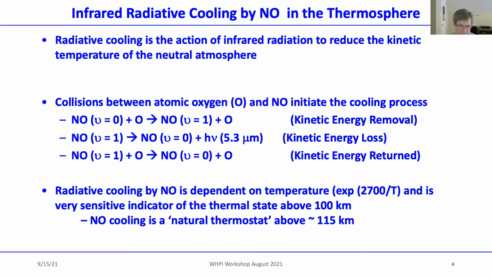And as I said earlier, the radiative cooling of nitric oxide is very dependent on temperature. It goes as e to the 2700 over T. And so it's very, very sensitive in terms of its being an indicator of the thermal state above 100 kilometers. And we've learned over time here, it's really a natural thermostat above 115 kilometers. As the thermosphere warms, let's say during a solar cycle, we see a large increase in nitric oxide emission, trying to shed that energy back out to space.